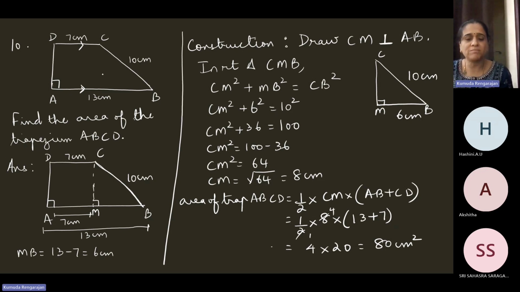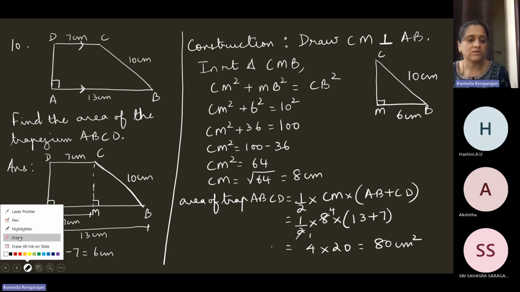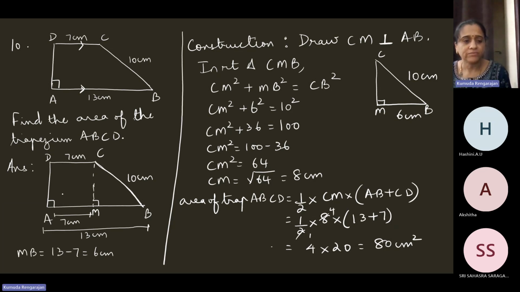h is the distance between the parallel sides, and distance is always perpendicular distance. CB, which is 10 centimeters, cannot be taken as the distance between the parallel sides, because distance is always perpendicular distance, like this. That's why we have to construct. Draw CM perpendicular to AB, because that is the distance between the parallel sides, which is the value for h.